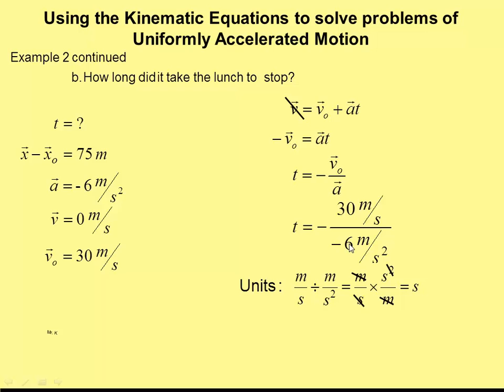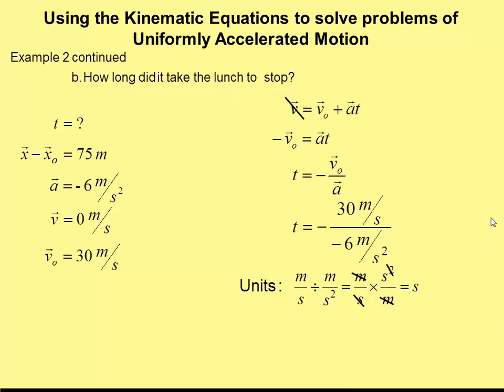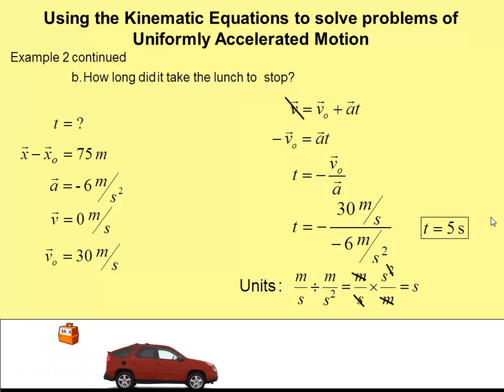30 over 6, I hope you can do in your head. There's only one sig fig in each case, so we need one sig fig in our answer. 30 over 6 would be 5 seconds. So it takes my lunch 5 seconds to slide down the road. And in fact, if you take out a stopwatch, fun with PowerPoint, my Mr. K lunchbox actually takes 5 seconds to stop. Oh, PowerPoint.